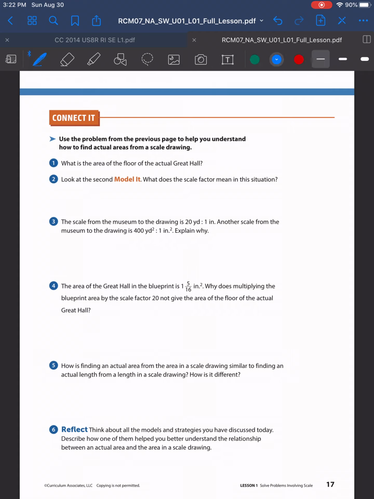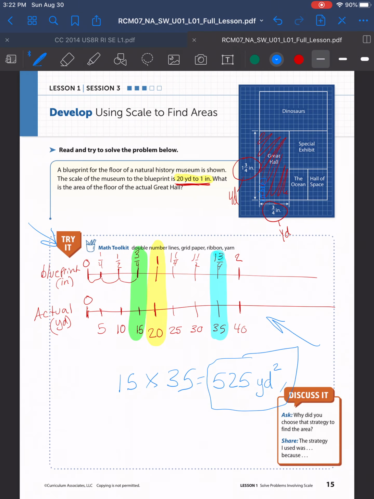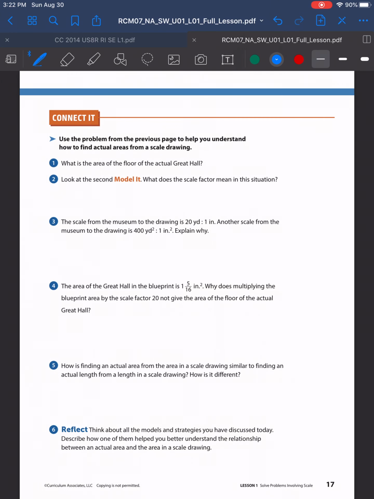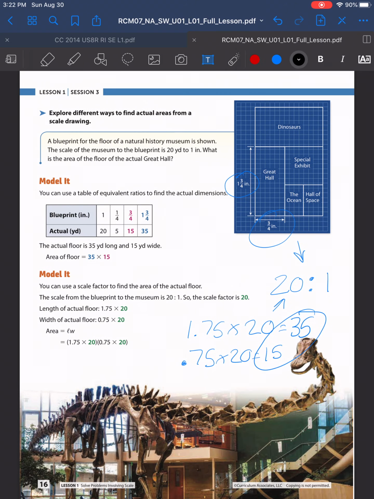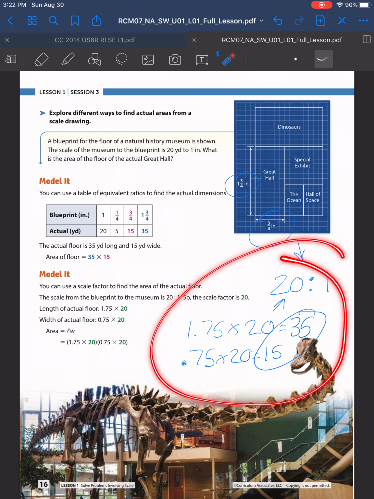What is the area of the floor of the actual Great Hall? All right, we already solved that over here, and that is 525 yards squared. Don't forget the label, super important. Look at the second model it, which is the math right here.